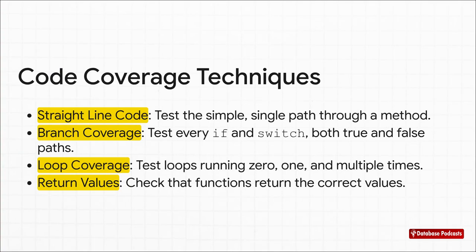So how do you do that? Well, we can break it down into 4 key areas. First, you test the straight line code. That's the simple happy path with no decisions. Then, you make sure you test every possible outcome of your if statements and switch cases with branch coverage. After that, you tackle any loops with loop coverage to make sure they run once, multiple times, or even 0 times. And finally, you check that you're getting what you expect by verifying all the possible return values. Put them all together, and you've got a really solid map of your code's logic.